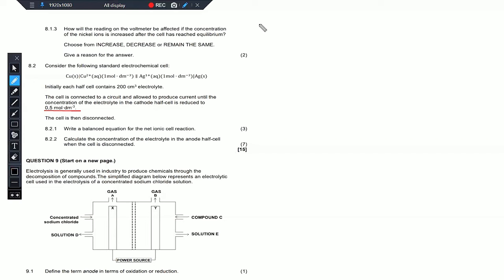So we know for that one, we need to start with our oxidation half reaction. And then given the cell notation here, we always know that the cell notation starts with the anode. And then after the salt bridge, we have the cathode, right? So from the anode side to the cathode side. And then this is how we are supposed to write this.